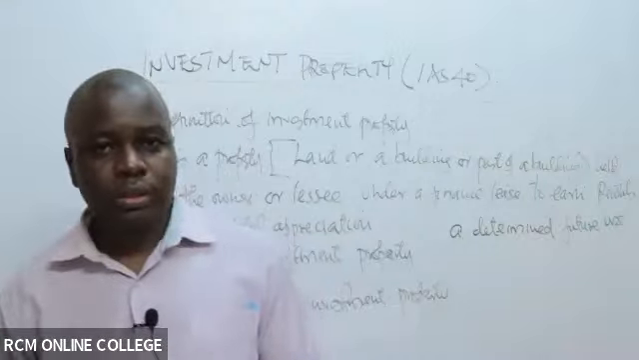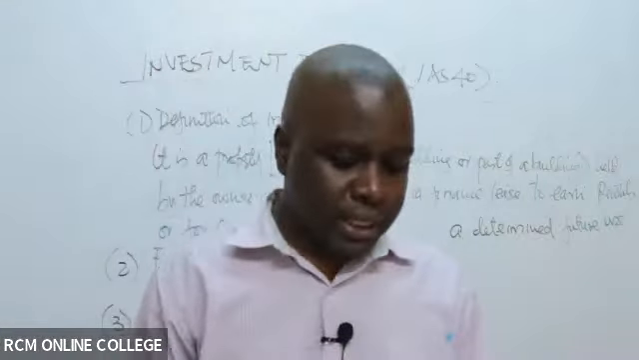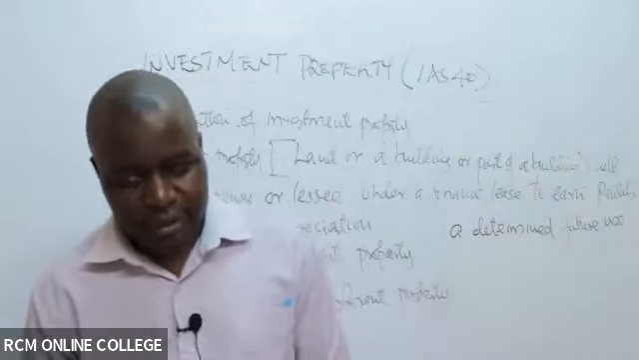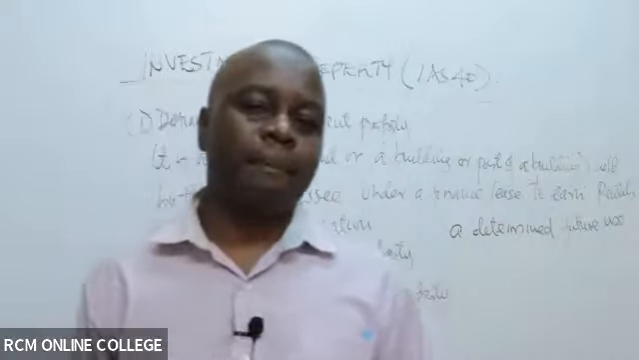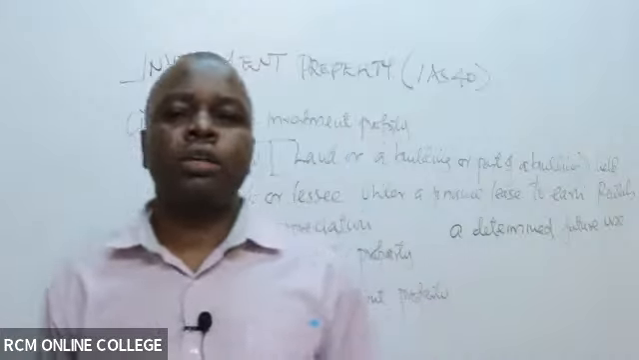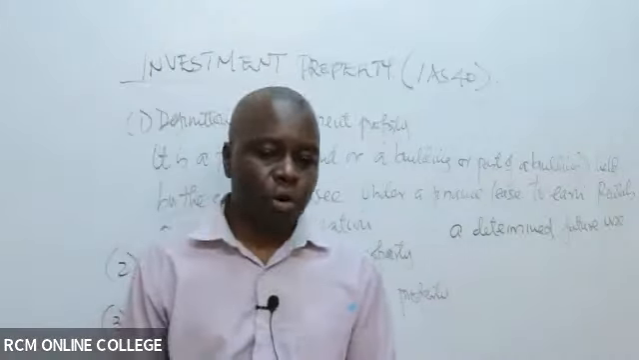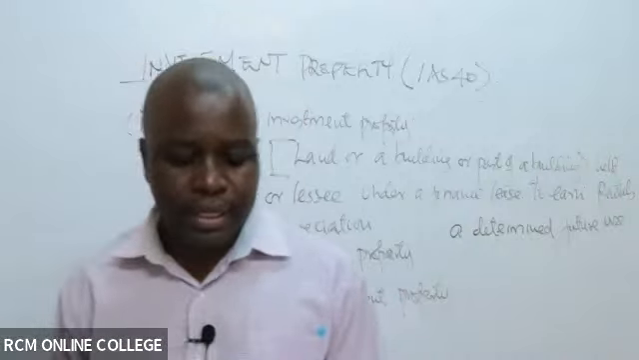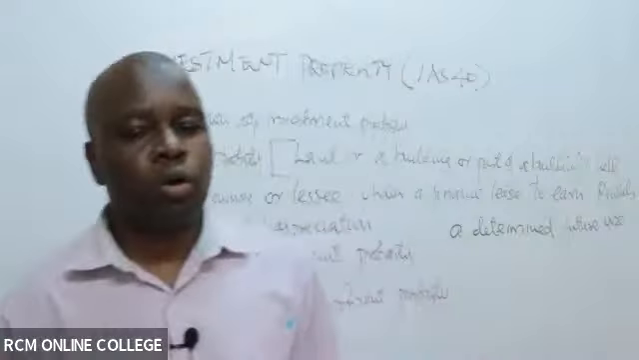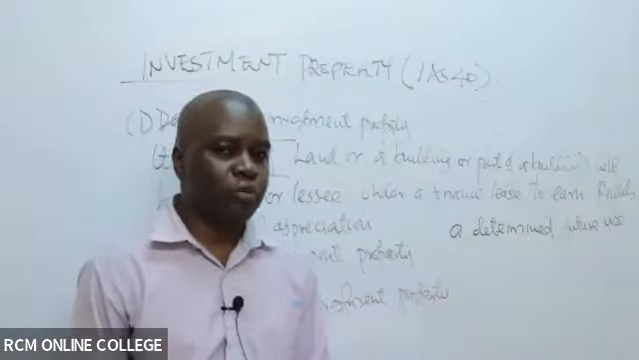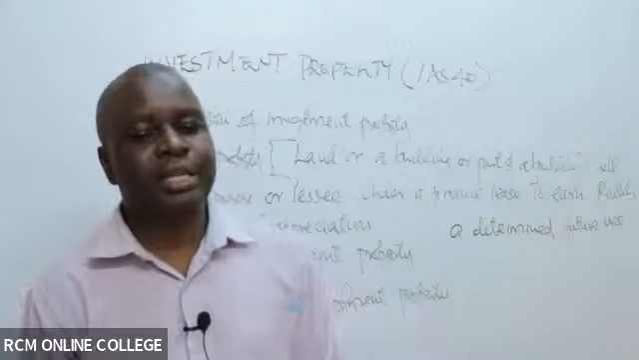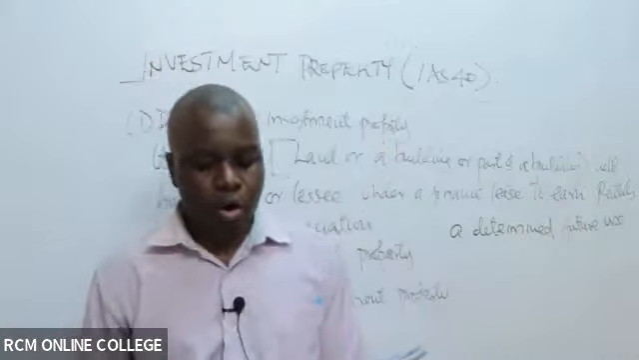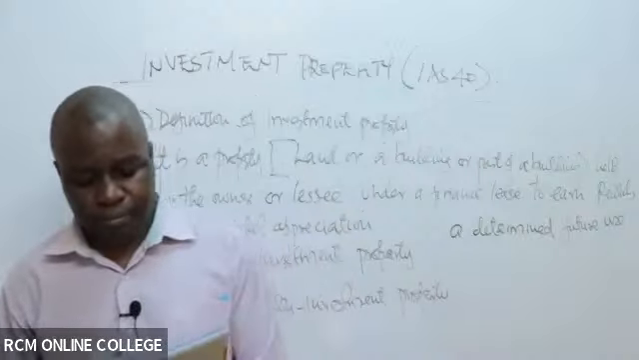Number four, property occupied by employees or owner-occupied property, like your own house. So you can't consider it as an investment property. Property occupied by the employees or owner-occupied property.